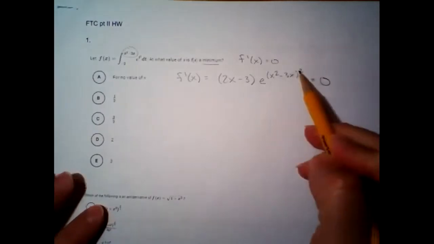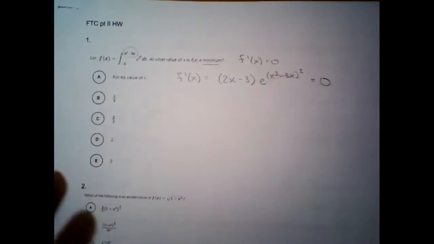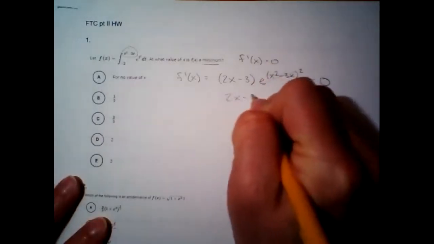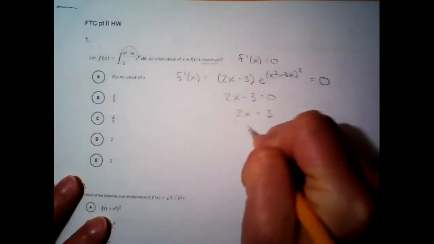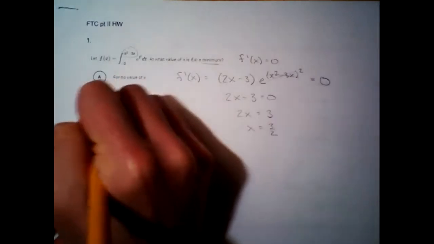Now the e to the stuff you actually get to ignore. E to anything is going to be an asymptote at 0. It's going to be a swoop and it will not ever actually touch 0. So all we end up with is this part, which greatly simplifies things. And so you're going to add 3 and then divide by 2. So 3 halves, and so that one is C.